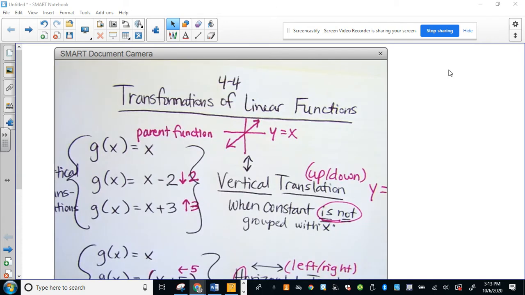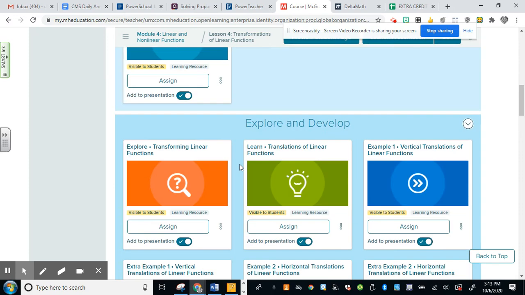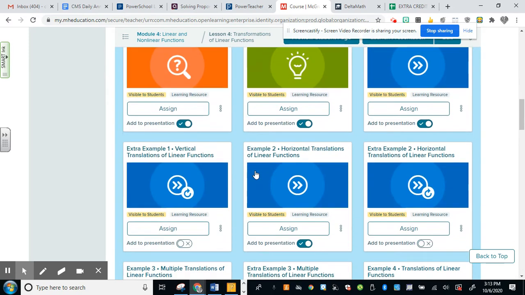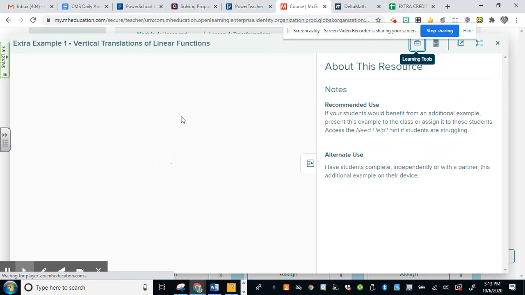And I'm now going to go over a couple of examples from your textbook. I do suggest that you do the launch and go through your examples, but I want to go over a couple of extra ones. So I'm going to pull these up. I'm going to have my notes handy. I suggest you do the same thing. Have your notes handy. Again, this is lesson 4.4.